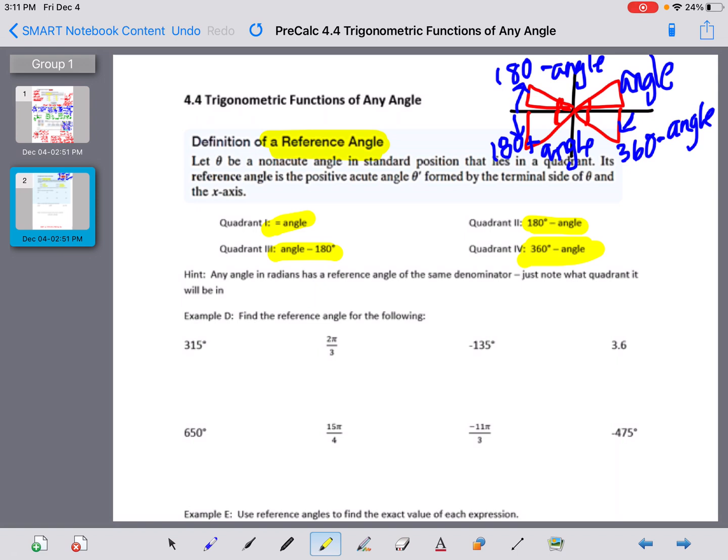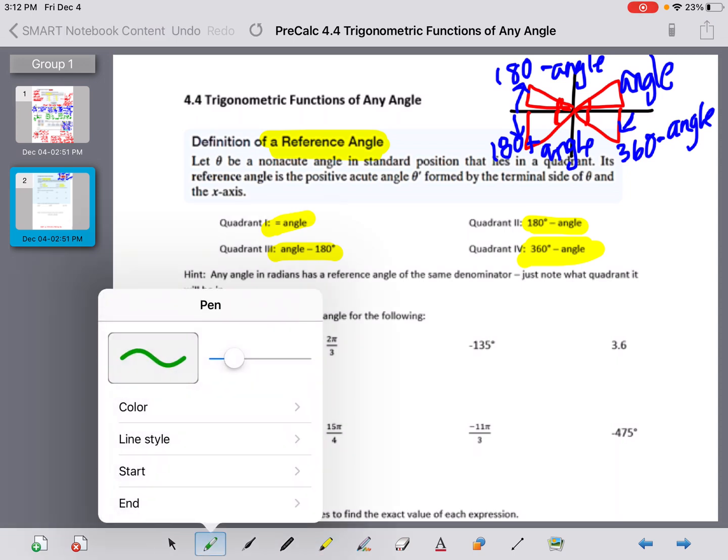And if you always keep that where you're at and you do that simple multiplication, you're always going to get an answer that's between 0 and 90 degrees. Or if you're in radians, between 0 and pi over 2, okay? Let me tell you, this is where in PreCalc you start saying, man, why do we work in degrees? It would be so much easier if everything was in radians, okay?